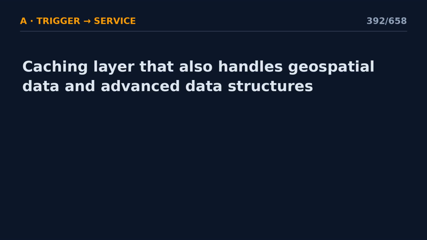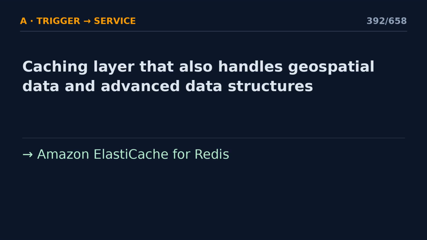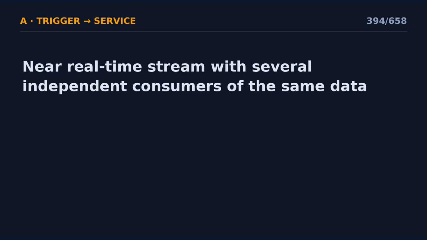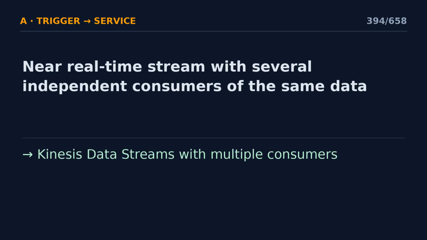Caching layer that also handles geospatial data and advanced data structures. Answer: Amazon ElastiCache for Redis. Find resources shared outside the account or organization by analyzing policies. Answer: IAM Access Analyzer. Near real-time stream with several independent consumers of the same data. Answer: Kinesis Data Streams with multiple consumers.